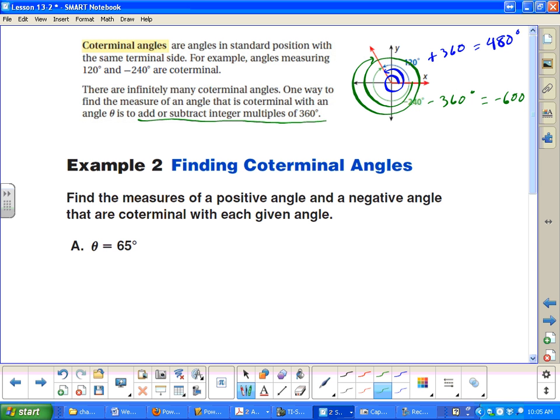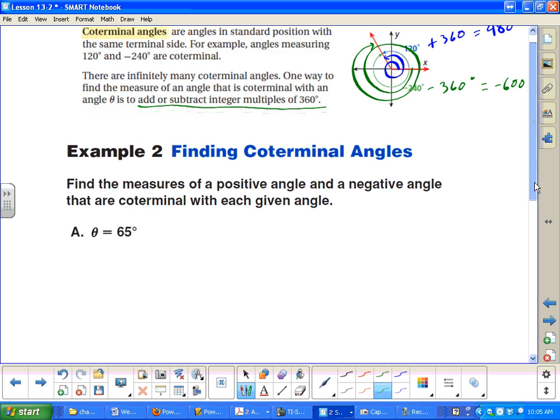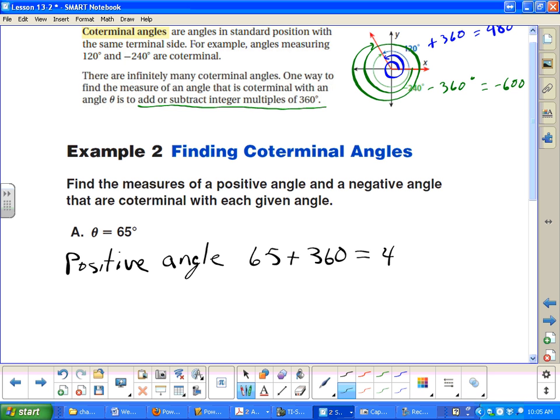So here, for example 2, we have this 65-degree angle, and they want us to find a positive and a negative angle that are coterminal with that. All we need to do is either add or subtract 360 degrees. To find my positive angle, I'll take 65 plus 360, which is 405 degrees. That's coterminal to the 65-degree angle because they differ by a multiple of 360.